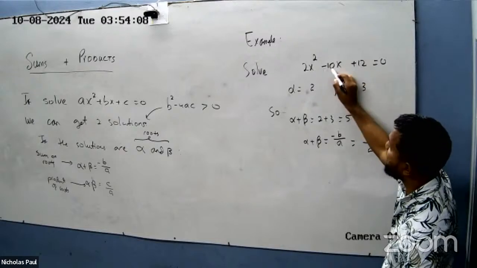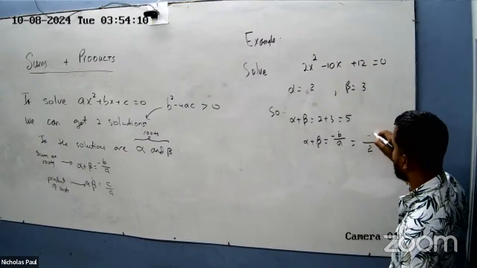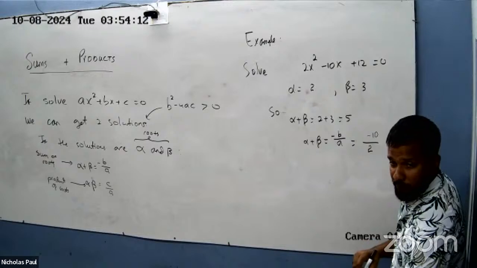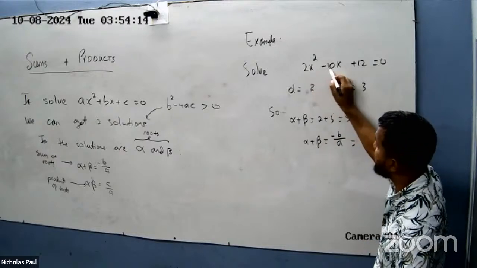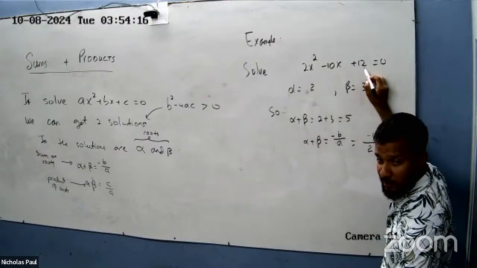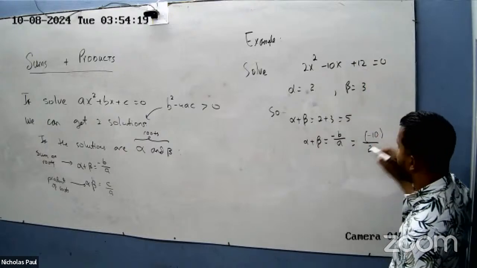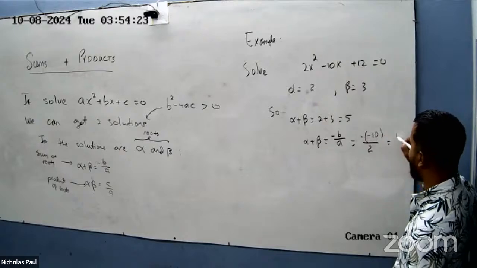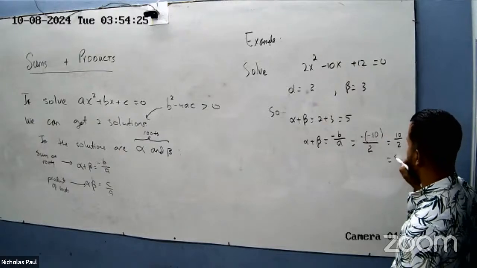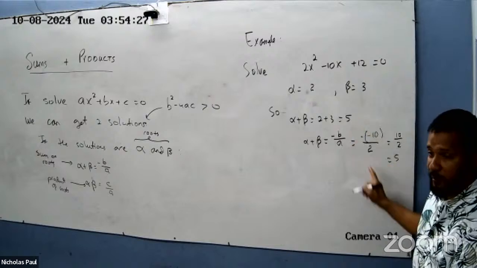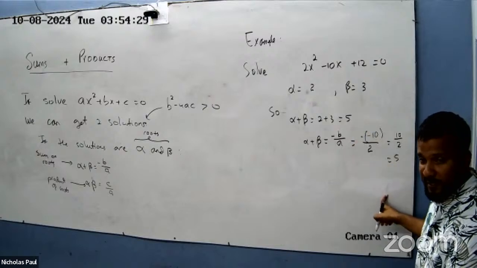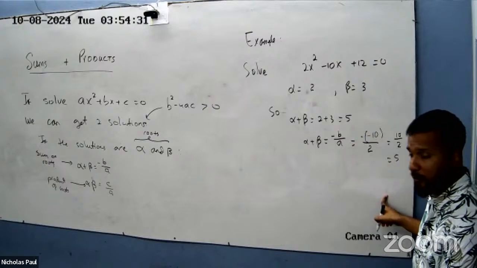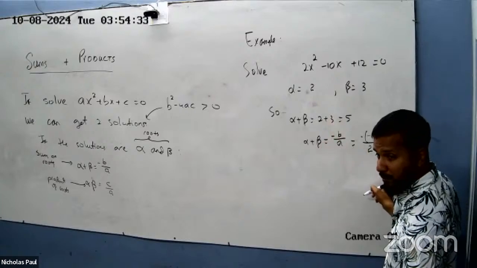So b is minus 10. This is a, this is b, and this is c. So I put in minus b, so I put in minus 10, and I will get 10 over 2, which is 5. Are they both equal? They both equal, right? This and this are equal.